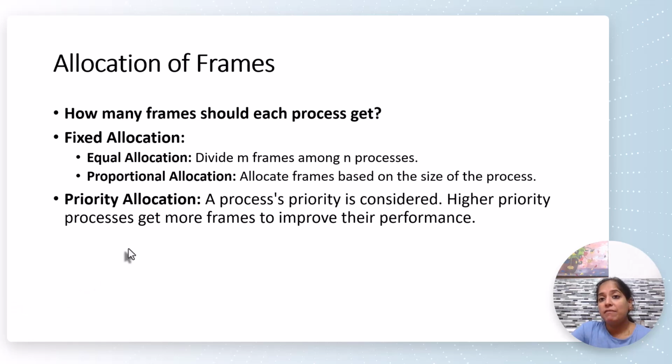Now, if we discuss the frames, how many frames should each process get? We can have fixed allocation, in which we can have equal allocation or proportional allocation. In equal allocation, divide m frames equally among the n processes, and in proportional allocation, allocate frames based on the size of the process. We use priority allocation also, in which a process's priority is considered. Higher priority processes get more frames to improve their performance.